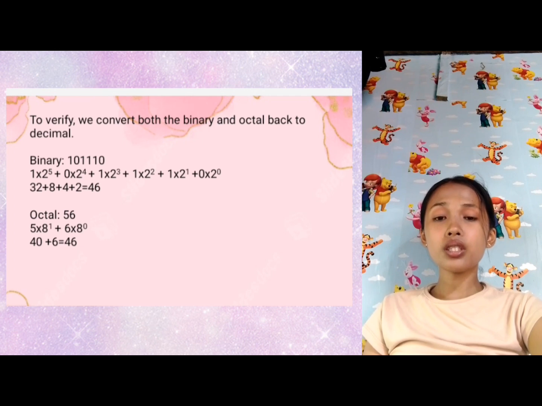So, first is the binary 101110. That will be 0 times 2 raised to the power of 0 plus 1 times 2 raised to the power of 1 plus 1 times 2 raised to the power of 2 and 1 times 2 raised to the power of 3. So, the octal representation of 101110 is 56.